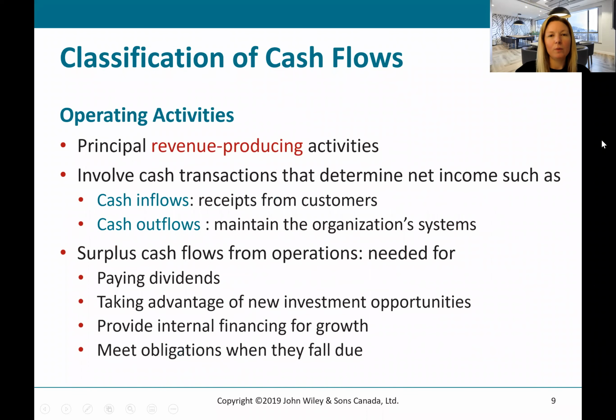Okay, so operating activities. What are operating activities? These are principal revenue producing activities. They involve cash transactions that determine net income, such as cash inflows from customers, cash outflows to pay for operating expenses, employees, and surplus cash from operations is needed for paying dividends, taking advantage of new investment opportunities, providing internal financing for growth, and meeting obligations when they become due. So operating activities are really the bulk of the business's activities, their core business.